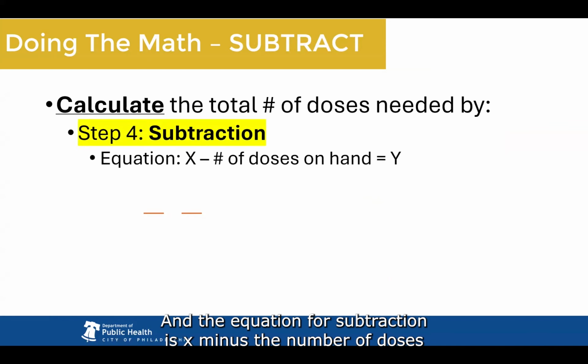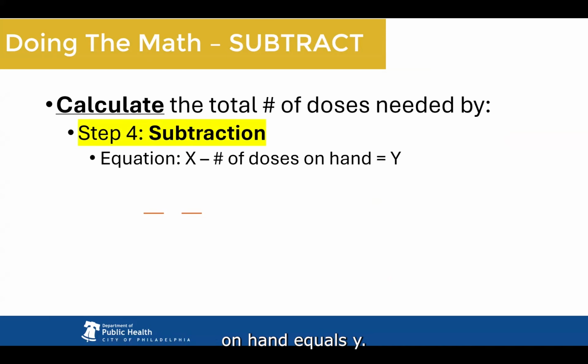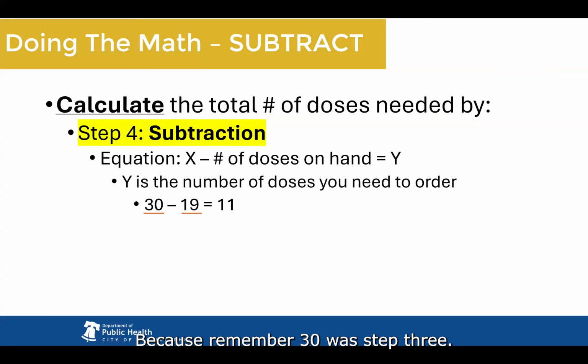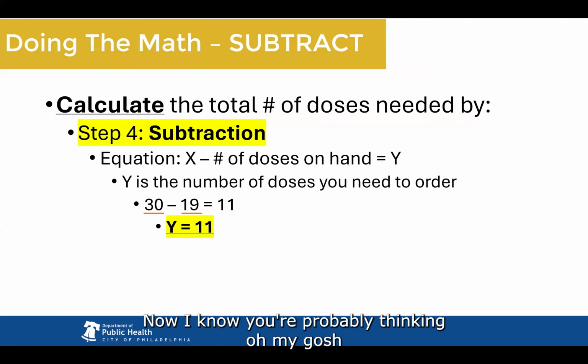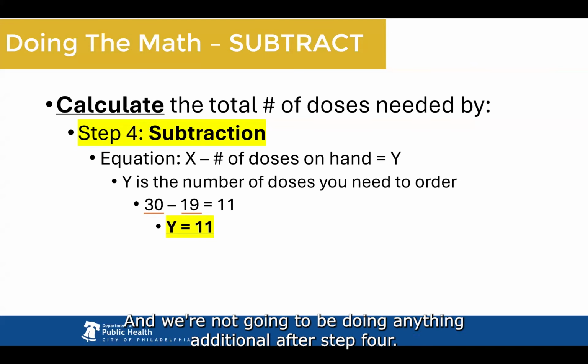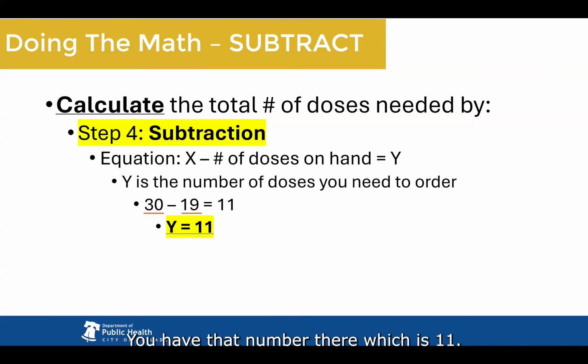And the equation for subtraction is X minus the number of doses on hand equals Y. And Y is the number of doses you need to order. So let's plug everything in. 30 minus 19, because remember, 30 was the step 3, minus 19 equals 11. Y equals 11. Now, I know you're probably thinking, oh my gosh, letters and numbers just don't go together. But in this case, it does. And we're not going to be doing anything additional after step 4. You have that number there, which is 11.